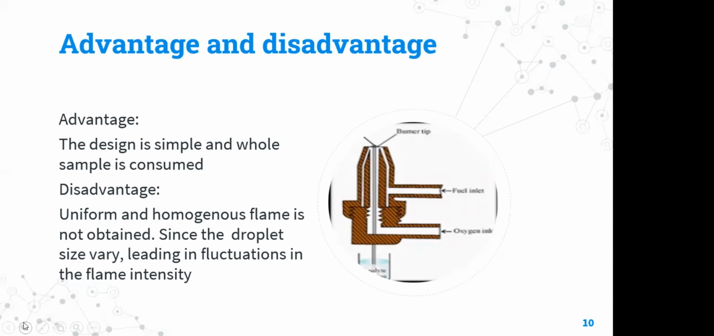So here are some advantages and disadvantages of this burner. Advantage: the design is simple and the whole sample is consumed, so there is no waste of fuel. Disadvantage: a uniform and homogeneous flame is not obtained since the droplet size varies, leading to fluctuation in the flame size. Means the flame we are receiving at the tip of the burner is not consistent. Its size varies according to the size of the droplets, as we are receiving variable size droplets due to the capillary action.